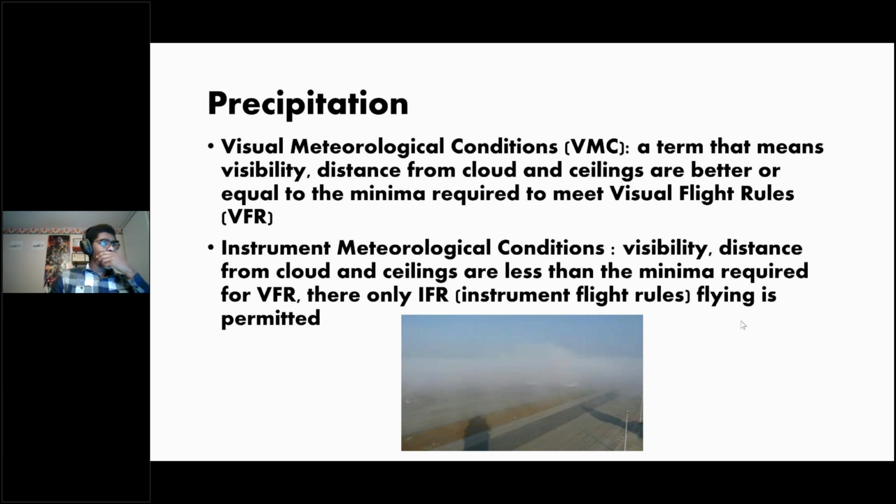So for IFR, obviously that opens up a lot more options in terms of the types of weather you can fly in. All airline pilots, for example, would be able to fly IFR, right? So you can fly through a cloud, for example, or land while it's raining and the visibility is really bad, because all the reference you need is inside of the cockpit for IFR.